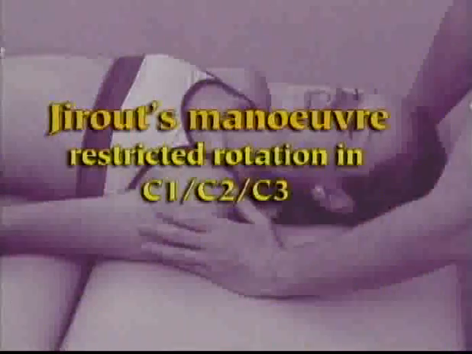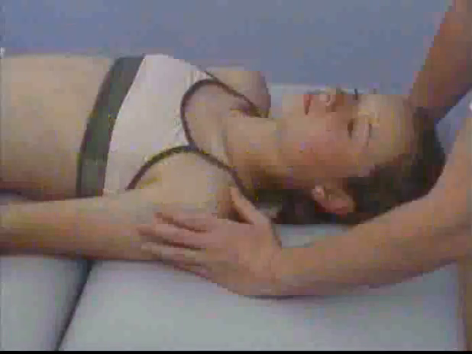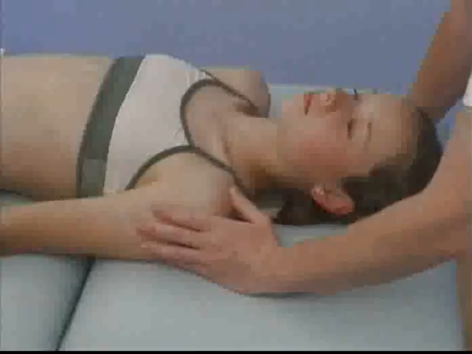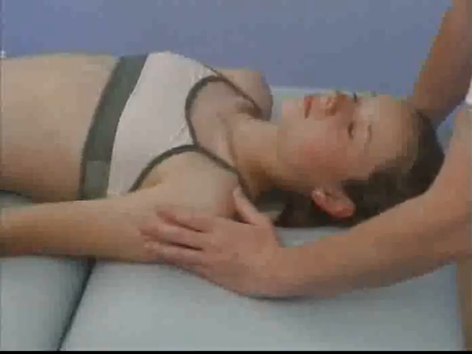Restricted rotation of C1, C2, C3 is best mobilized by Lewit's maneuver. The patient is supine and his head exactly in midline. If right rotation is restricted, we exert pressure against his left shoulder from above. The patient is told to resist our pressure. Push up and slowly breathe in.